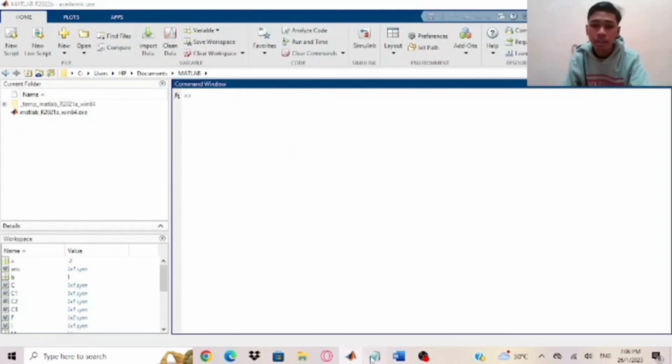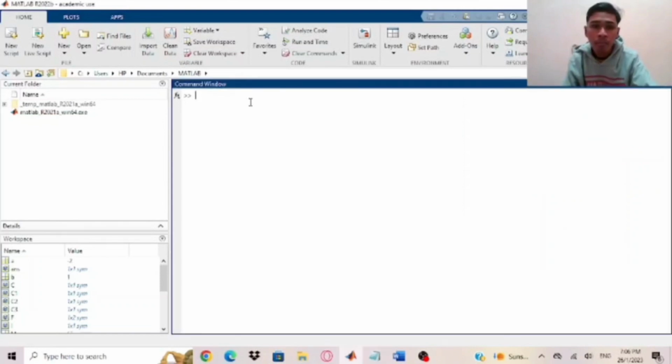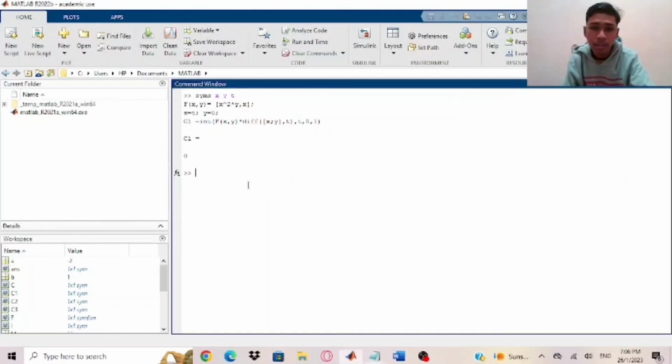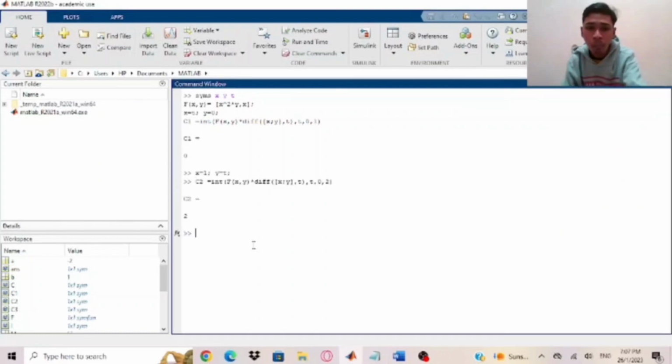For question 3B, we use this coding, which is the declaration for function. This is the integration for C1, and for C1 we got 0. After that, for C2, for the parameter, we put a parametric, and the integration for C2, we got 2.